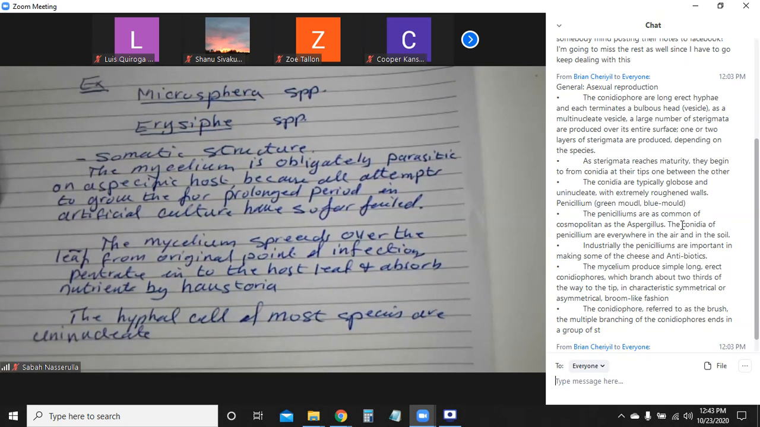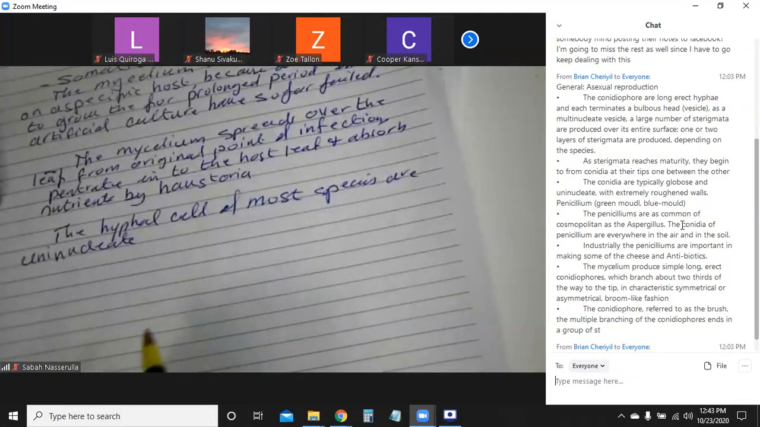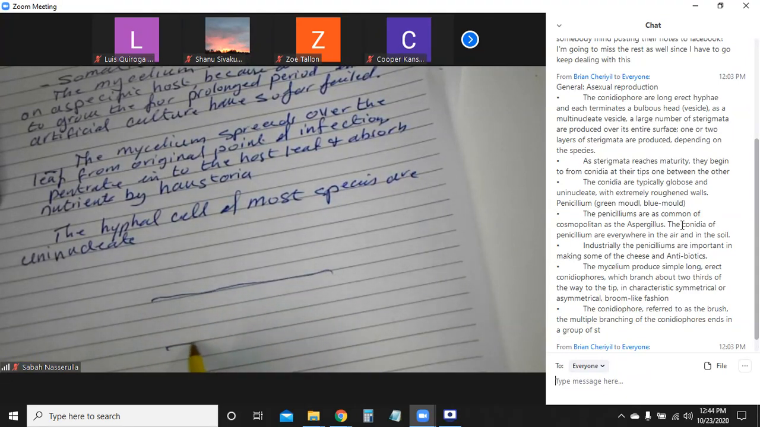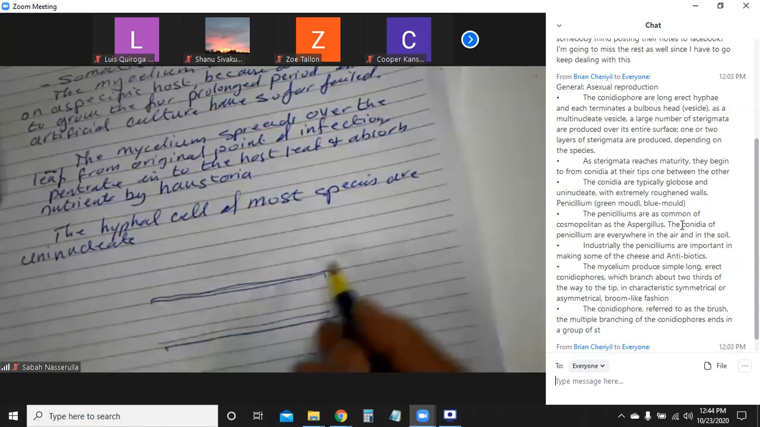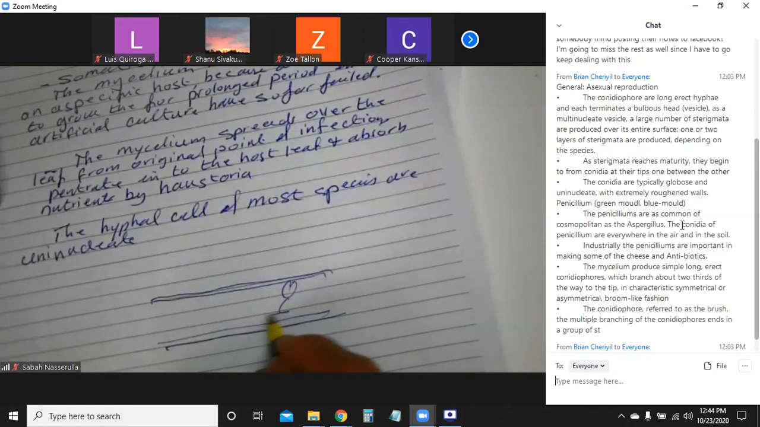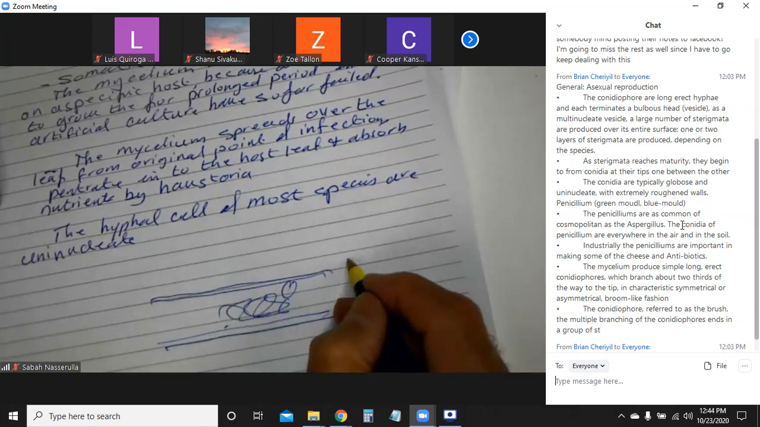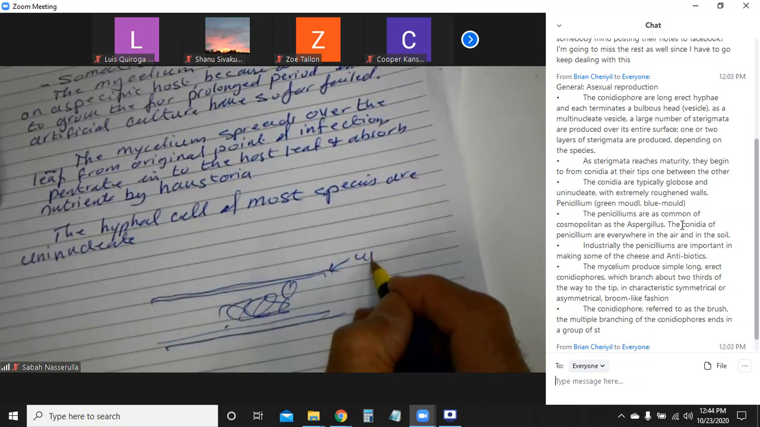Now, as I mentioned here, when the mycelium spreads over the leaf from the original point of infection, usually what happens here, the fungus like this, say this is a leaf, a cross section of a leaf, and this is the inside of the leaf, and this is the upper epidermis.